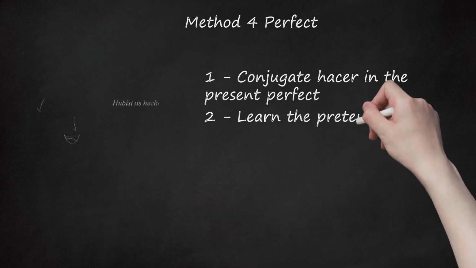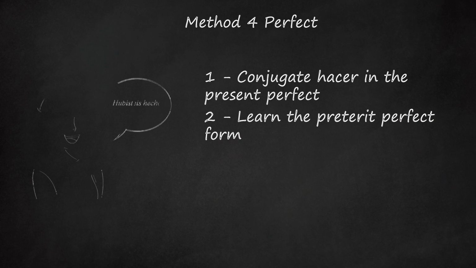2. Learn the preterite perfect form. The preterite perfect should be used to talk about an action done at a fixed point in the past. This verb form is comprised of two parts, the conjugated helping verb, haber, and the singular past participle of the word hacer. Example, you, plural, had done your homework, hubisteis hecho vuestra tarea.